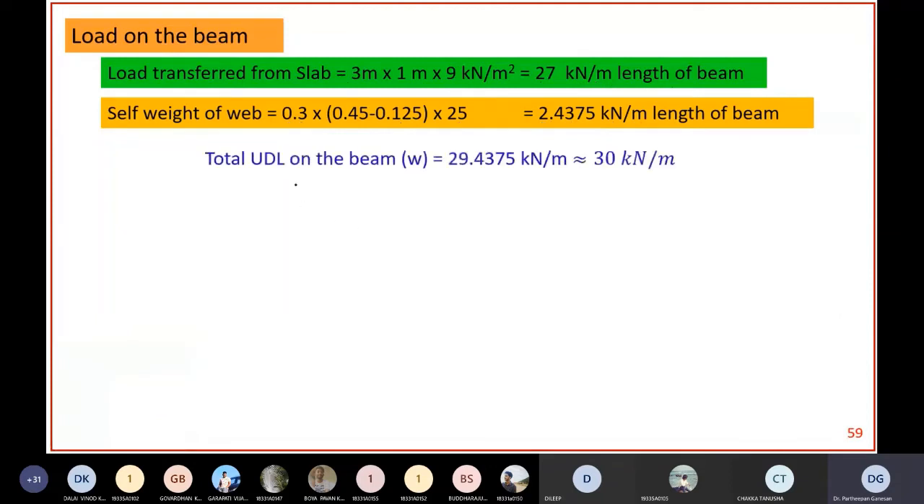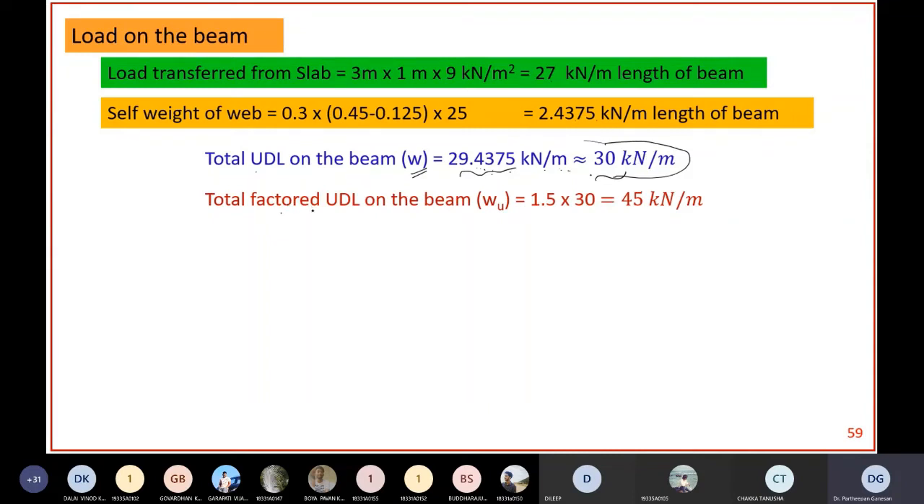So therefore, total UDL on the beam is 27 plus 2.4375, which is 29.4375 kilonewton per meter. For the sake of easiness, I am taking this to be 30 kilonewton per meter. I can assume this, there is no harm. You cannot reduce it to 29, but you can always have a higher number. The final value should be rounded up to a higher number when you calculate the UDL on the beam. Remember, I have written only small w. So total factored UDL on the beam Wu is equal to 1.5 into w, that is 45 kilonewton per meter.